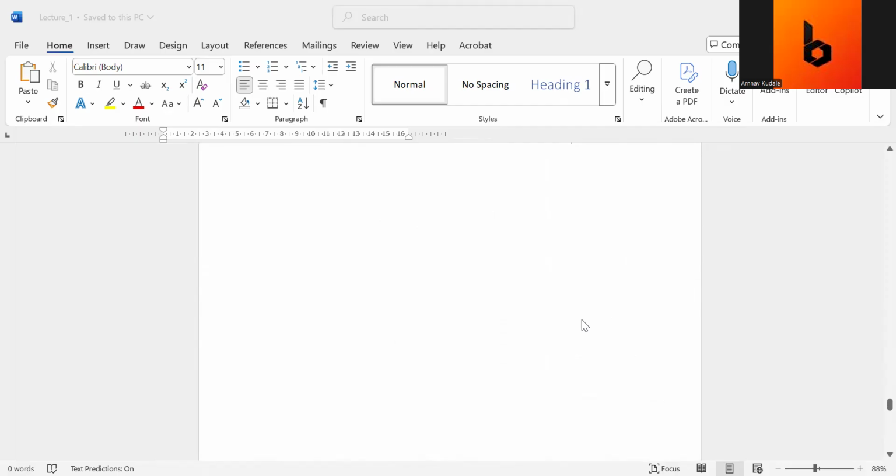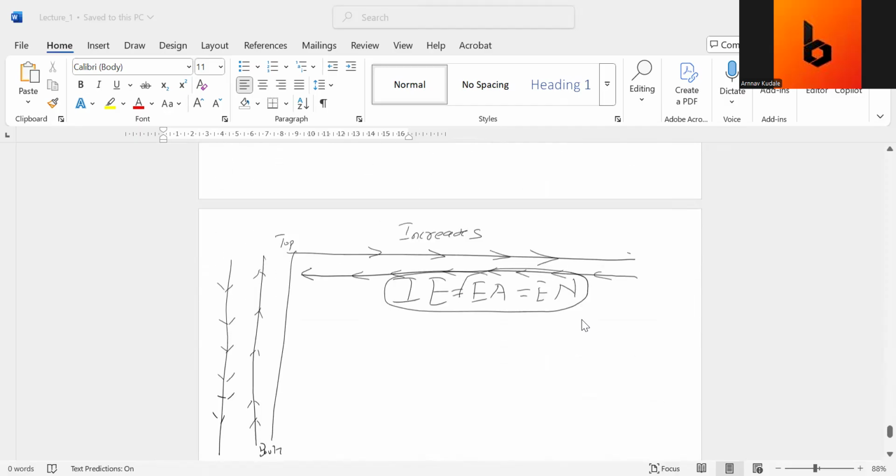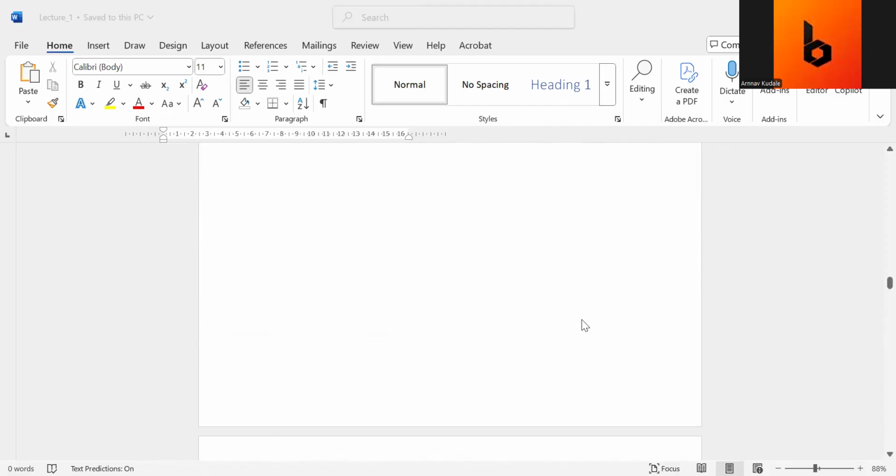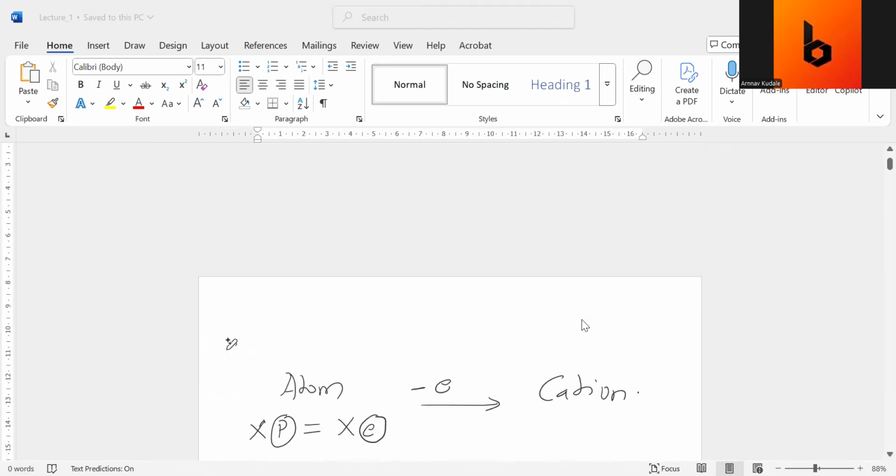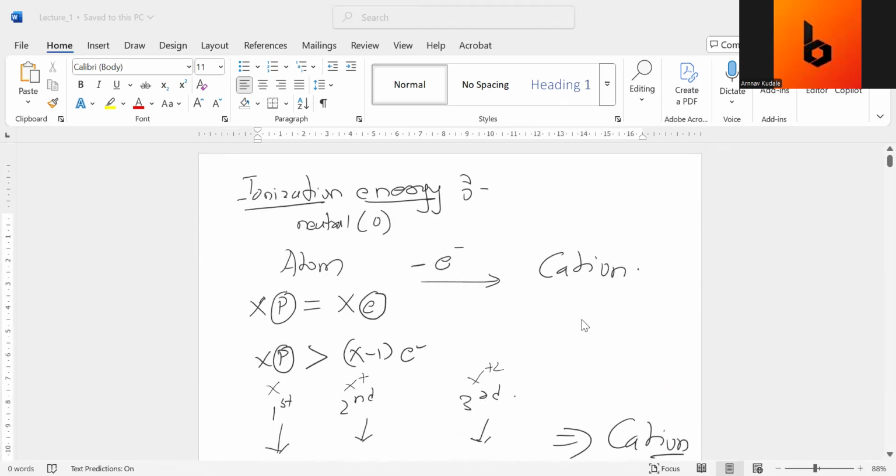So that's about isotopes and radioactivity. Now tell me what next. Next is the periodic table, like trends, etc. Trends. Okay, so for the trends, let us start with ionization energy.